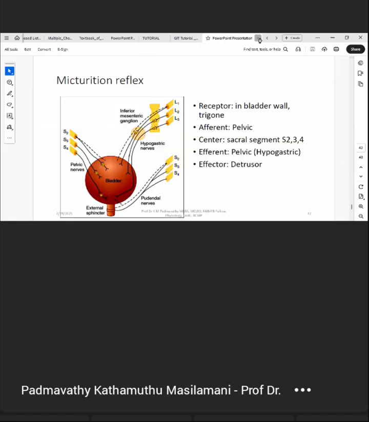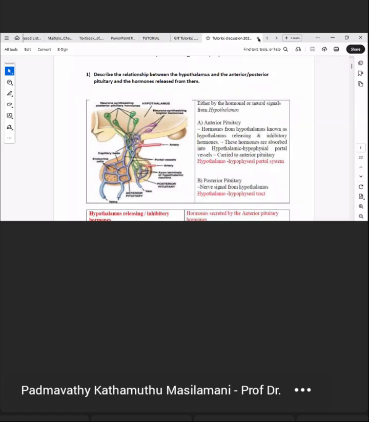Let me close this so that I can see other slides. Endocrine also I will cover later. Okay.